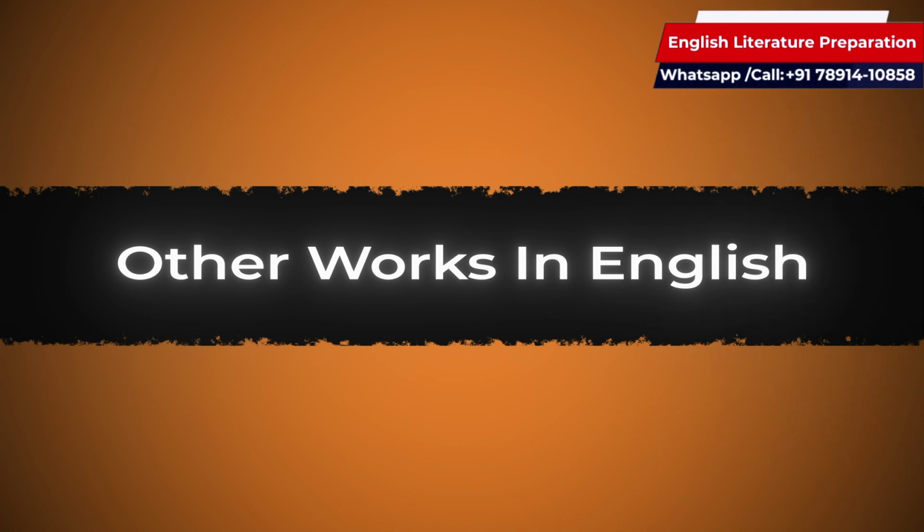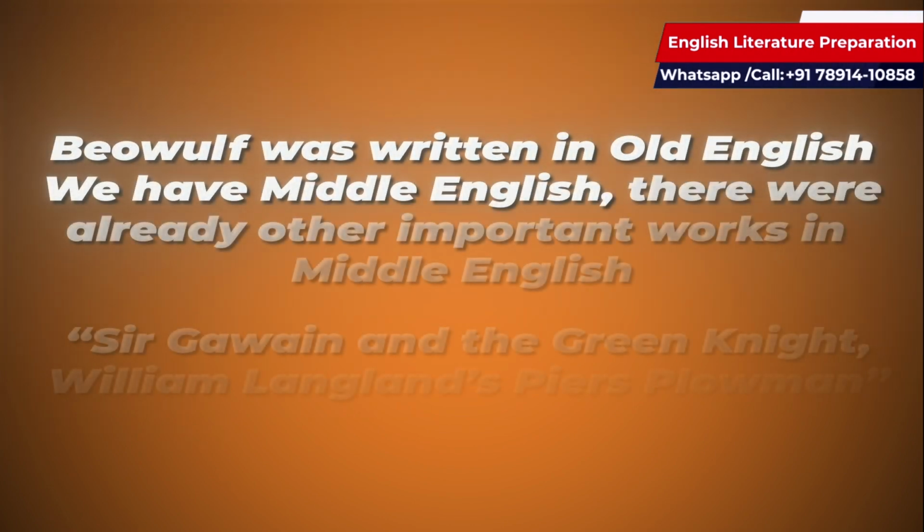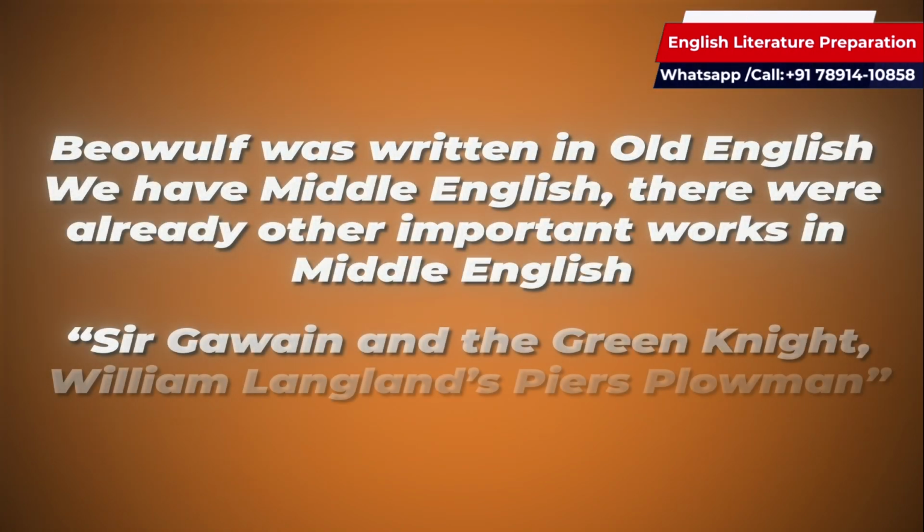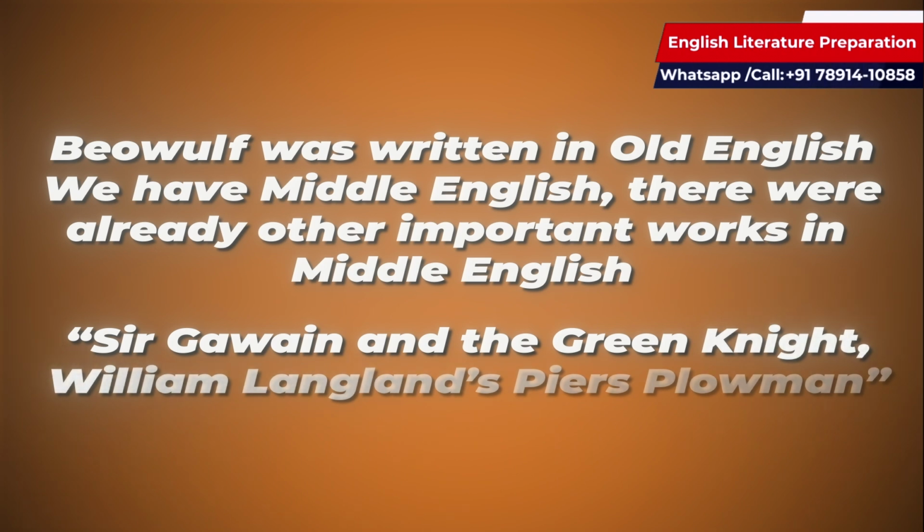So when we talk about early English literature, we need to understand that there was Old English. Yes, Beowulf was written in Old English. We have Middle English. There were already a lot of other important works in Middle English, for example Sir Gawain and the Green Knight and William Langland's Piers the Plowman.